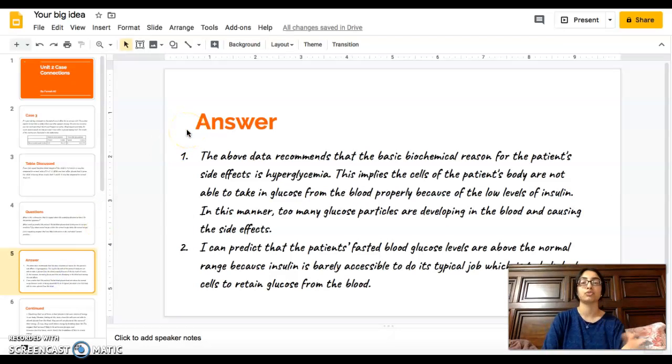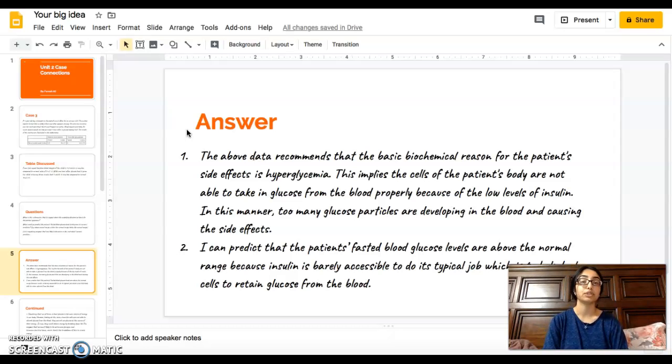The answers that I chose were: the data given to us suggests that the basic biochemical reason for the patient's symptoms could be hyperglycemia, which implies the cells of the patient's body are not able to take in the glucose from the blood properly because of the very low levels of the hormone insulin. In this manner, too many glucose particles are developing in the blood, which is causing the symptoms that the patient was feeling.